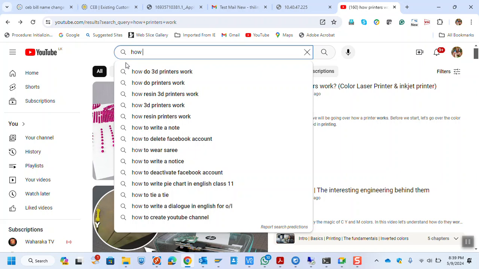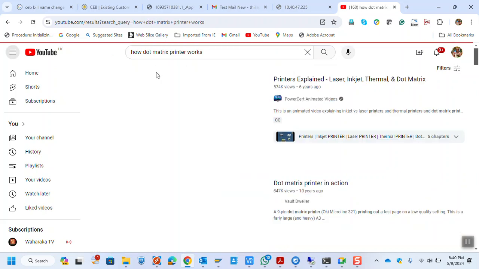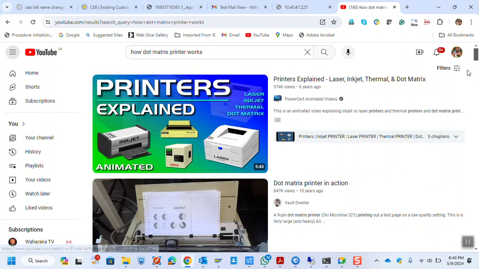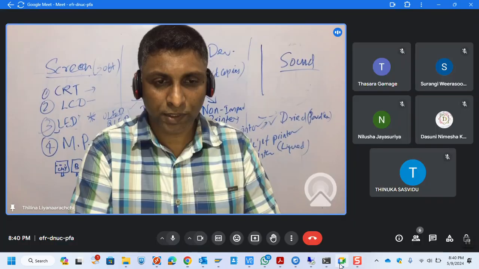Let's see how impact printers like dot matrix work. Let me share the screen again.